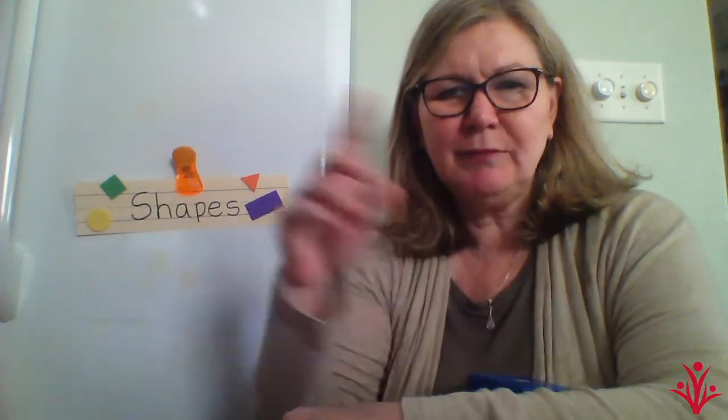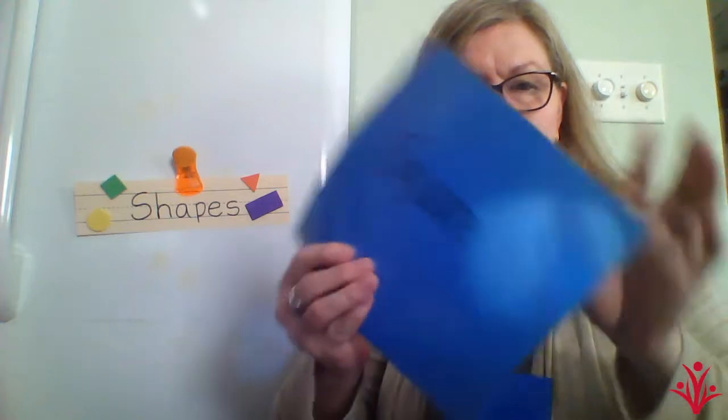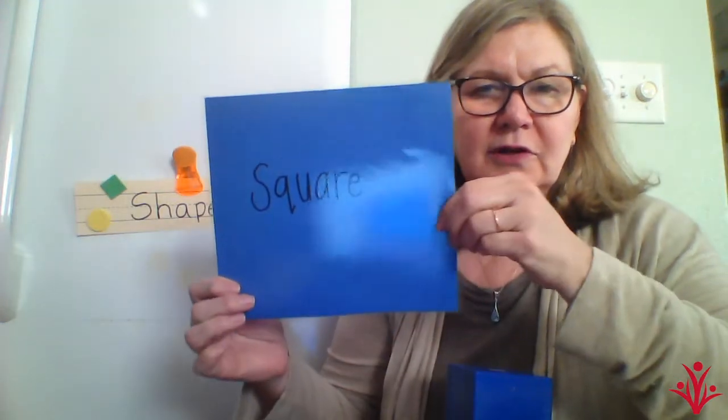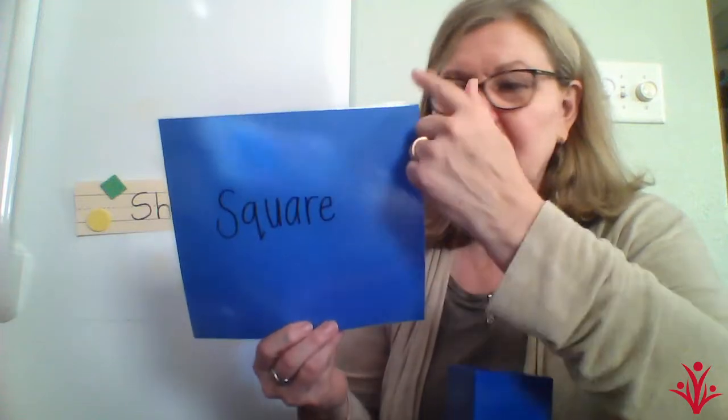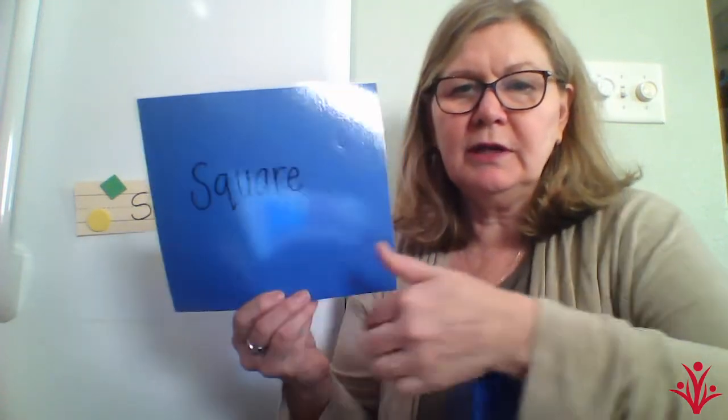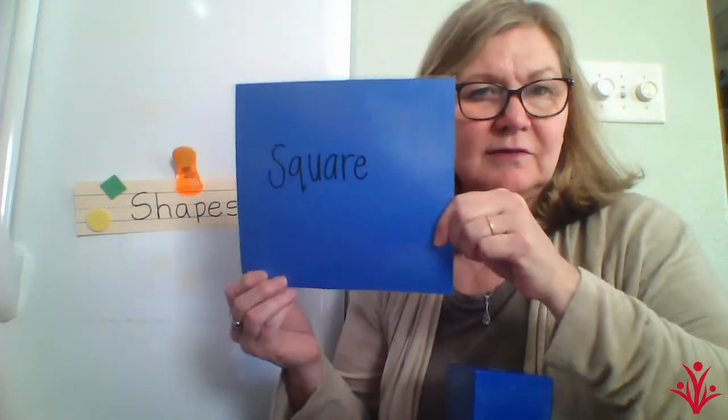Today we're going to be talking about shapes. And do you know there are two different types of shapes? There is a two-dimensional shape. There's a square. This is two-dimensional, and it has 1, 2, 3, 4 equal sides. This is called a square.